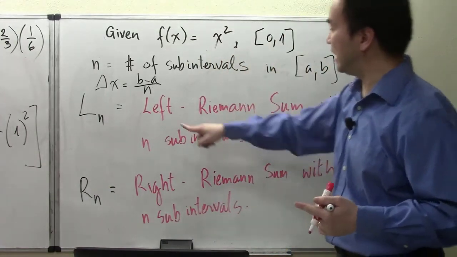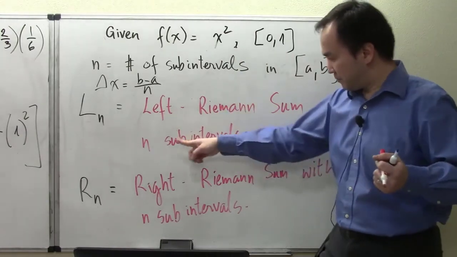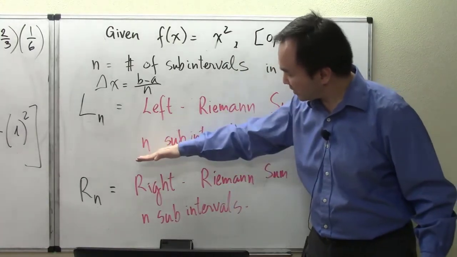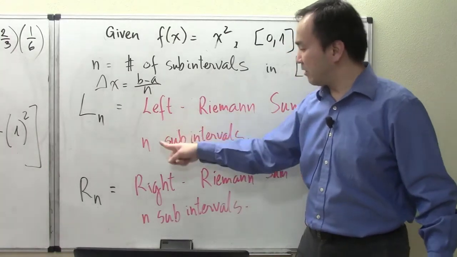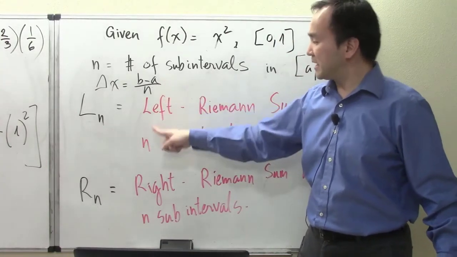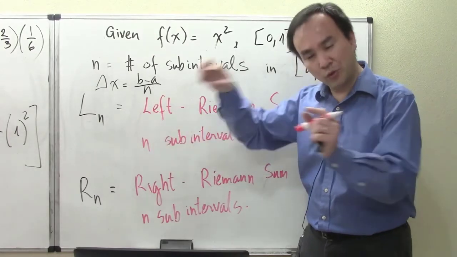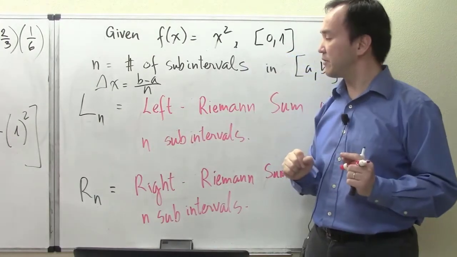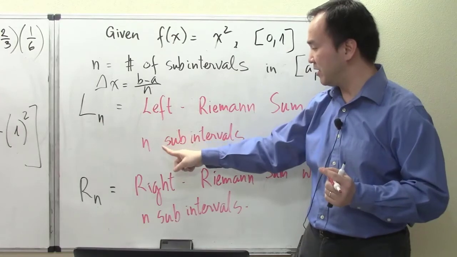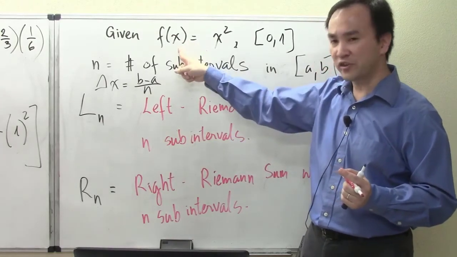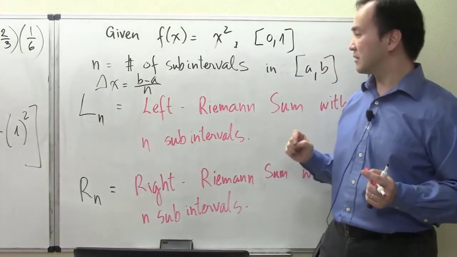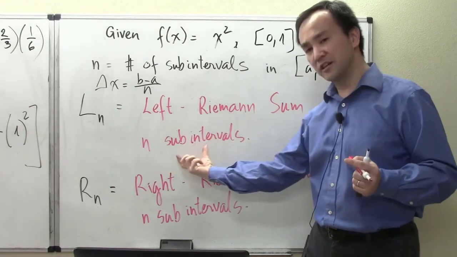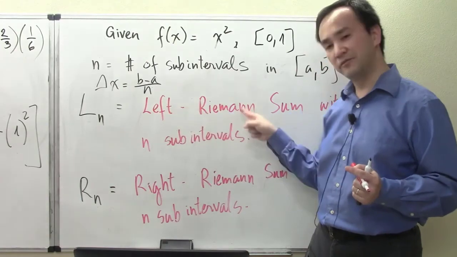Okay, so now left Riemann sum means, back to what I was saying earlier, we broke our interval into n equal-width subintervals, and on each of those intervals, we pick the left endpoint to create the rectangle. The height of the rectangle is determined by the function evaluated at the left endpoint on that current subinterval, and that's why it's called the left Riemann sum.